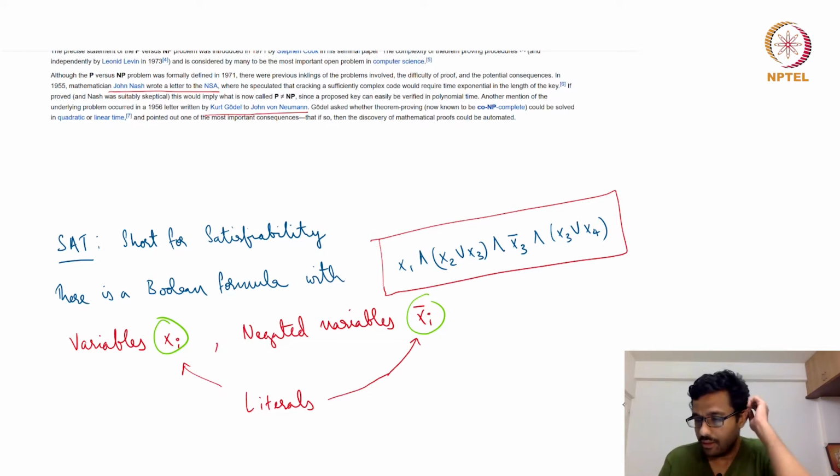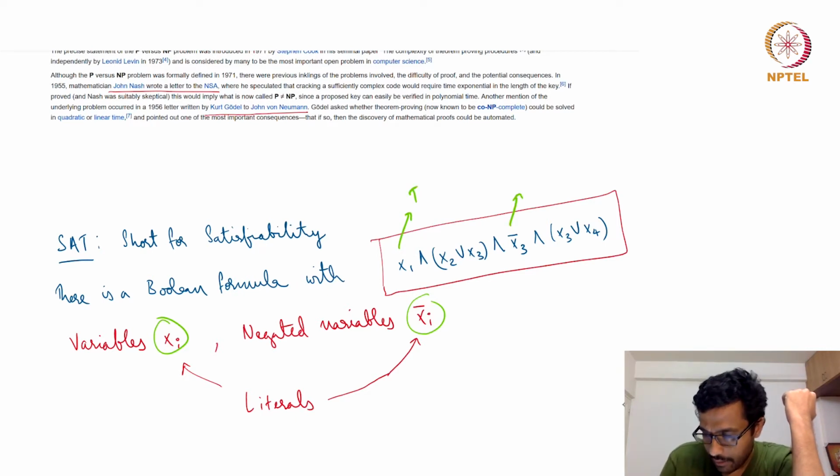So let us see. In this formula, is there any such way? This is an AND of 4 things: x1, x2 or x3, x3 complement, where the bar at the top means complement, and x3 or x4. So these 4 things all need to be true. This means that x1 has to be true, and x3 must be false, because x3 complement must be true.